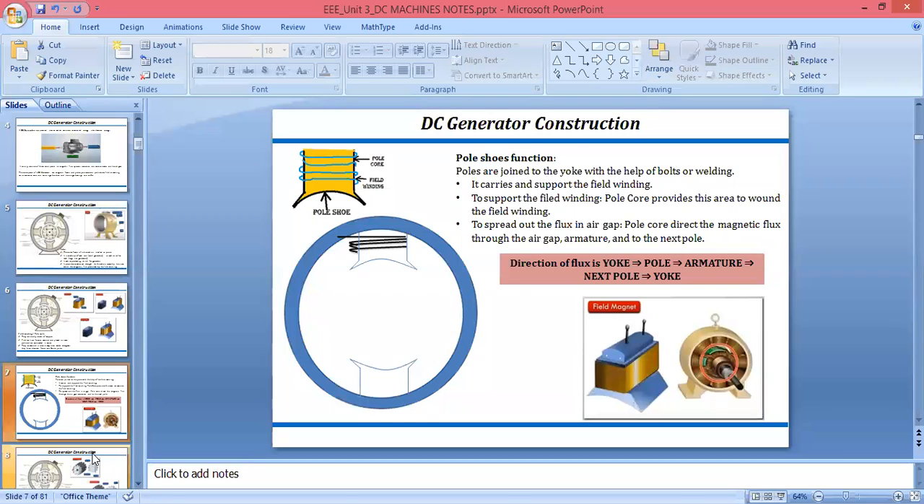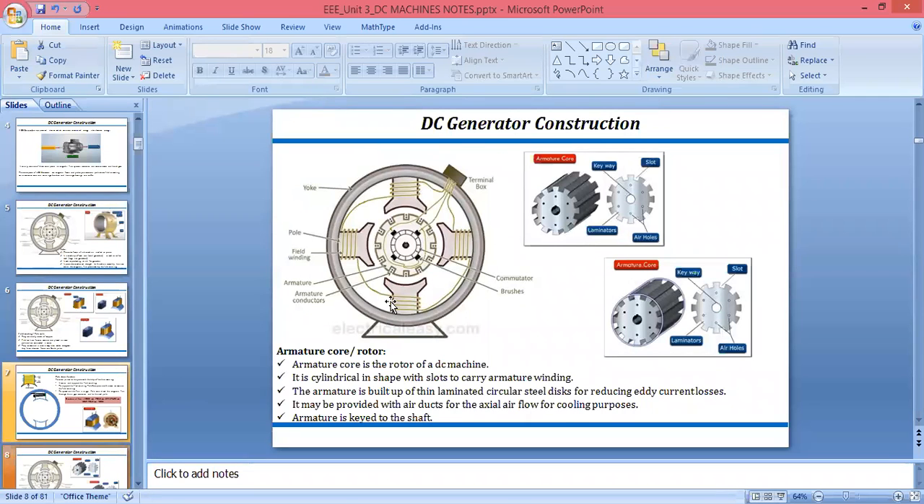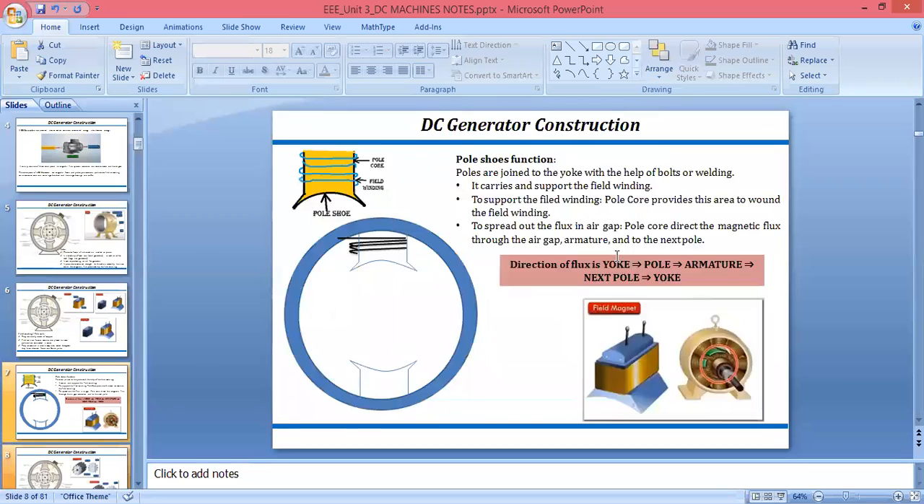Now we see about the armature. So here we are saying armature is the rotor of the DC machine, because it will rotate. You can see here it looks like this, and this armature coil will rotate. So here we can say it is in a cylindrical shape. Shape देखोगे तो how is it looking? It is looking like a cylinder. So we can say armature is cylindrical in shape with slots to carry armature winding, because there are slots.